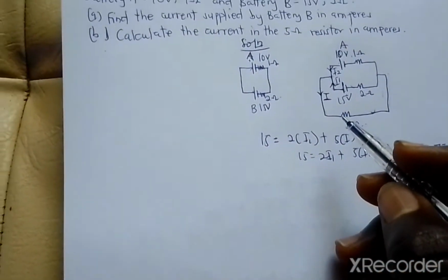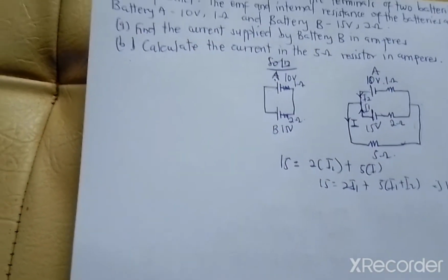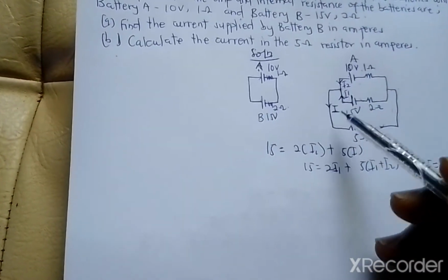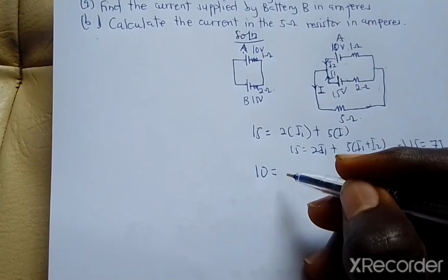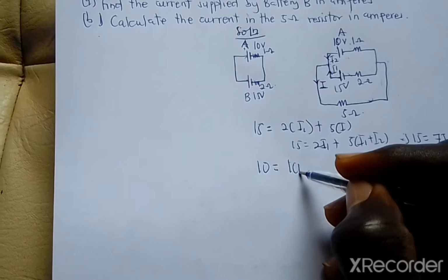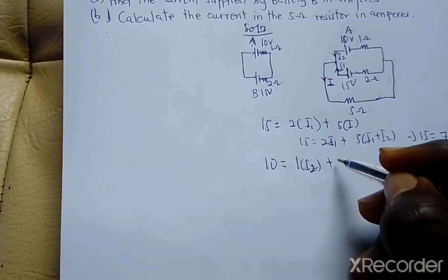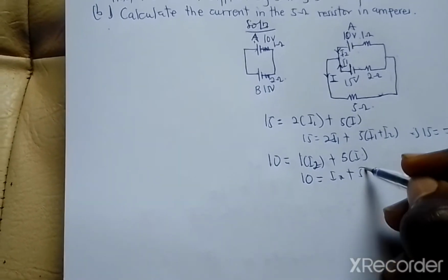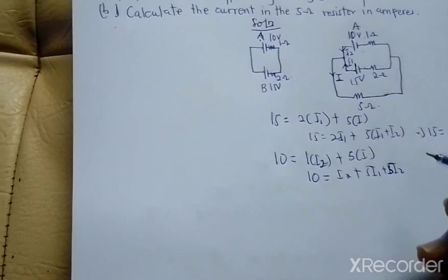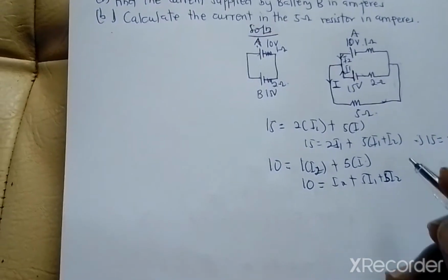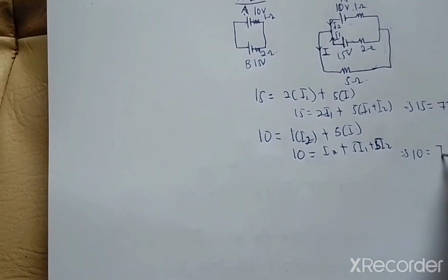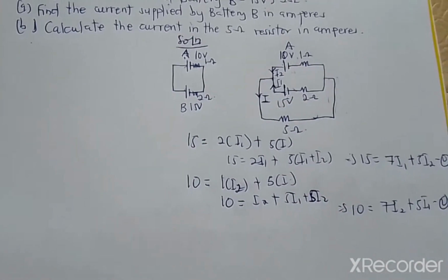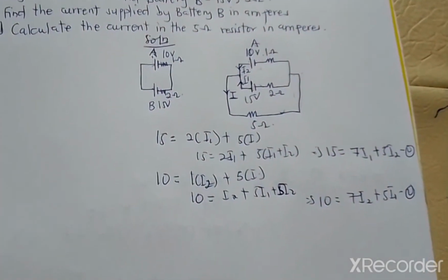Then after, I will take my second loop. For my second loop, I can take the upside, I'll take here, and I'll move down, then I'll come back again to this side like that. For that loop, I'm going to get 10 to be equal to the drop here, which is 1 multiplying I2, plus the drop at the 5 ohm, which is 5 multiplied by I. This will be 10 is equal to I2 plus 5I1 plus 5I2, because I is equal to I1 plus I2, applying KCL. So finally 10 is equal to 7I2 plus 5I1, and that's equation 2. Having two equations with two unknowns, I can solve it simultaneously to find the values of I1 and I2.